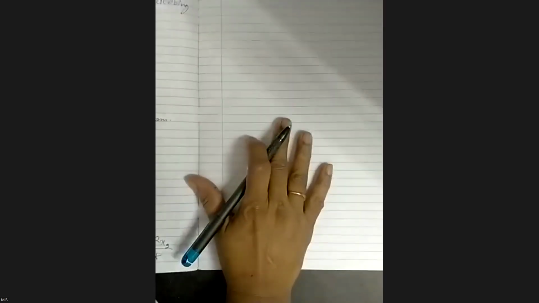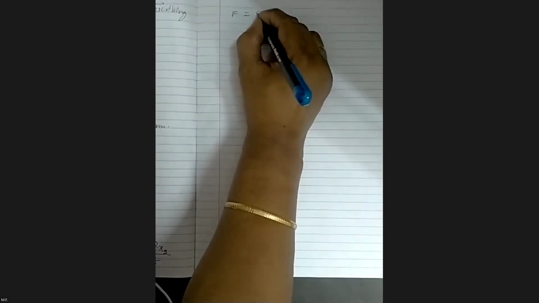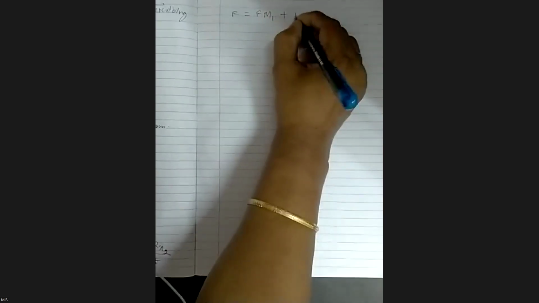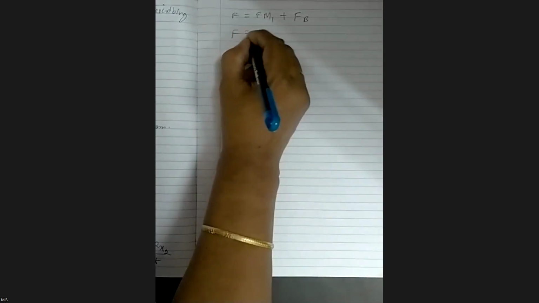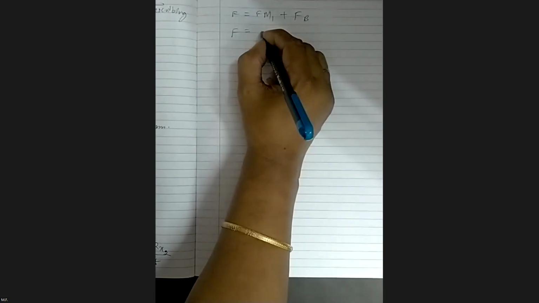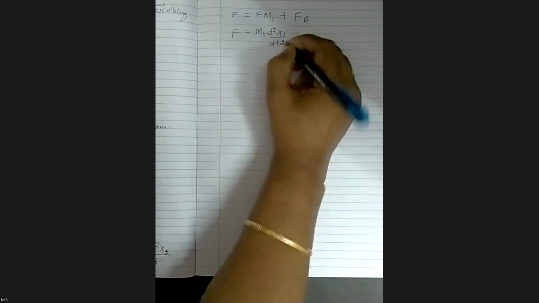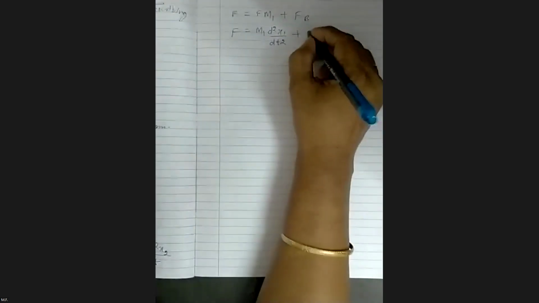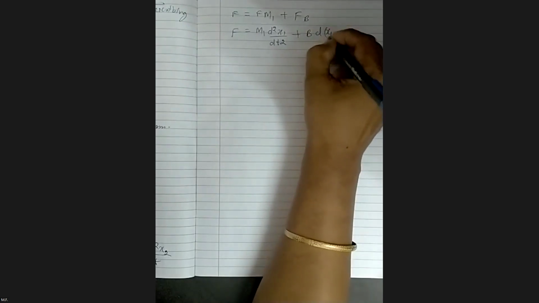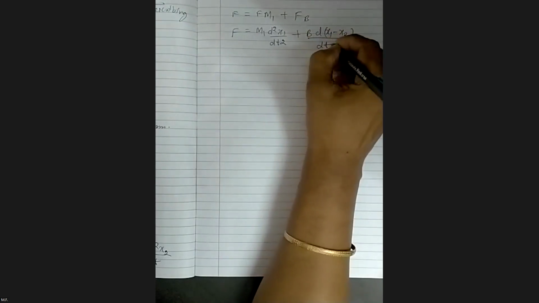Now write the equations like we have already seen. F is equal to Fm1 plus Fb. So I'm writing here F equal to m1 d square x1 upon dt square plus b d(x1 minus x2) upon dt. So this is the equation number 3.